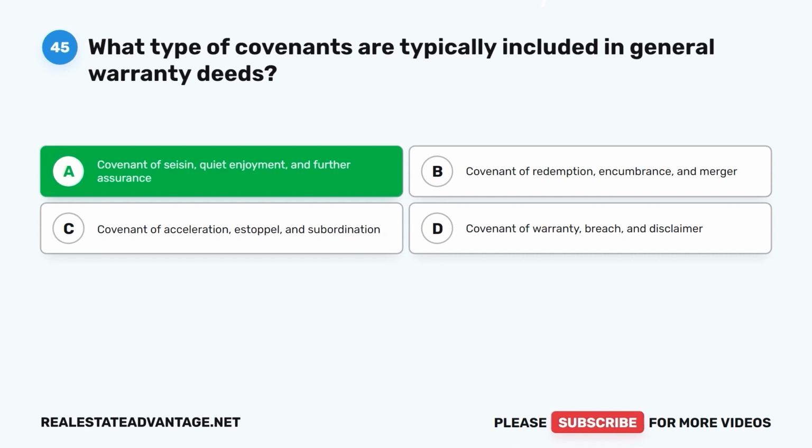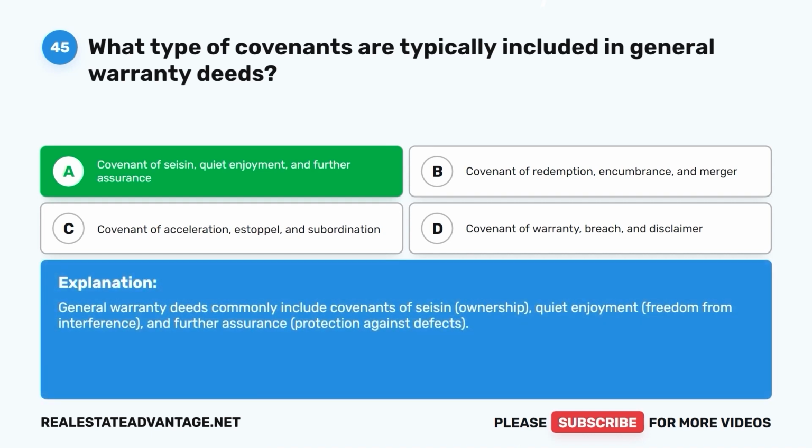Covenant of seisin, quiet enjoyment, and further assurance. General warranty deeds commonly include covenants of seisin, ownership, quiet enjoyment, freedom from interference, and further assurance, protection against defects.